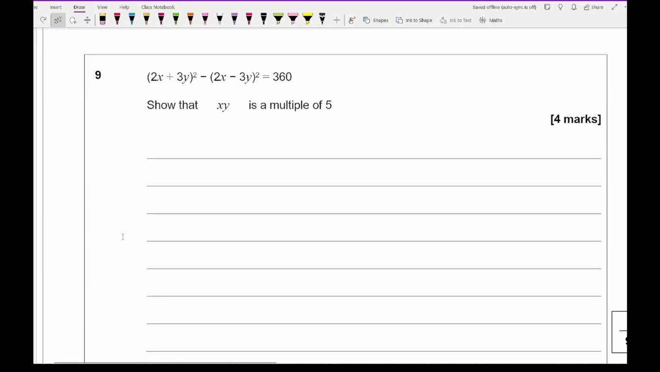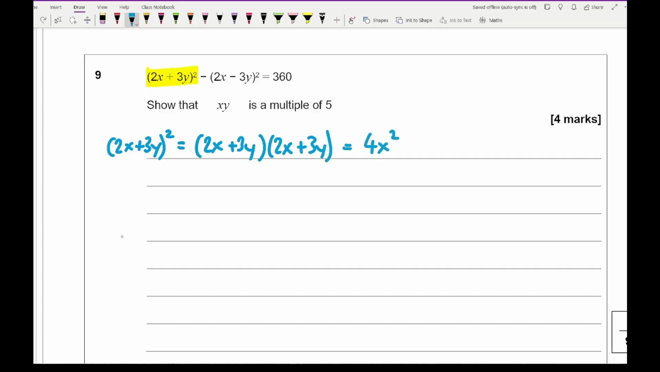Then moving on to question 9, it says (2x plus 3y) squared minus (2x minus 3y) squared equals 360. Show that xy is a multiple of 5 for 4 marks. So first things first, let's expand the brackets out. So (2x plus 3y) squared is going to equal double brackets, so it's (2x plus 3y)(2x plus 3y). And if I expand that out correctly, I get 4x squared plus 12xy plus 9y squared.